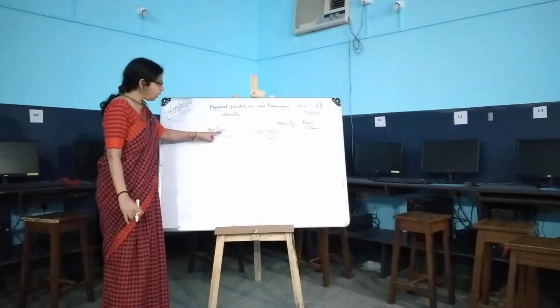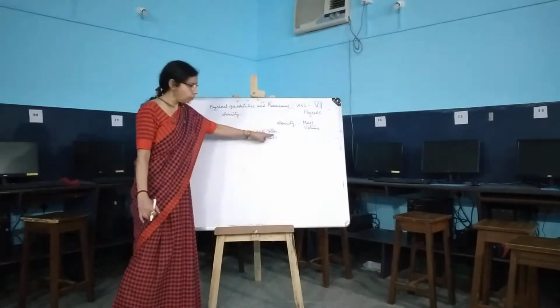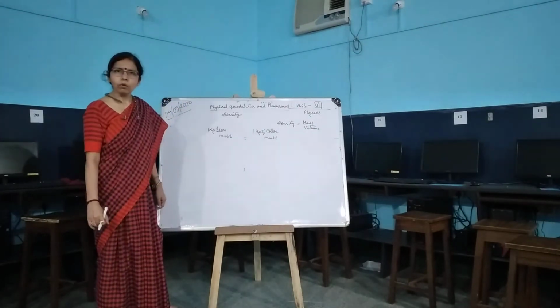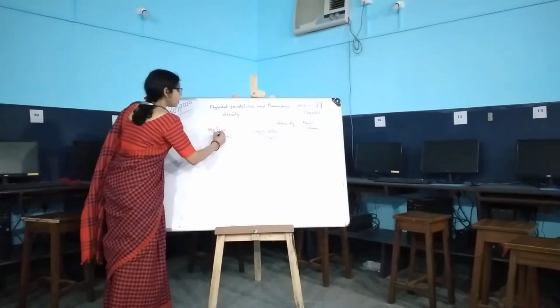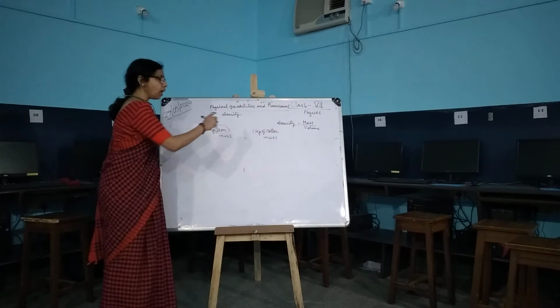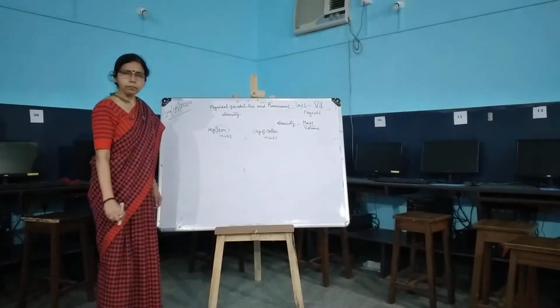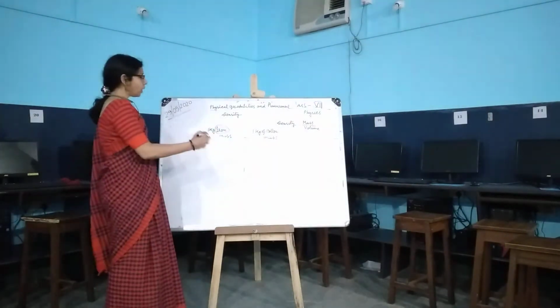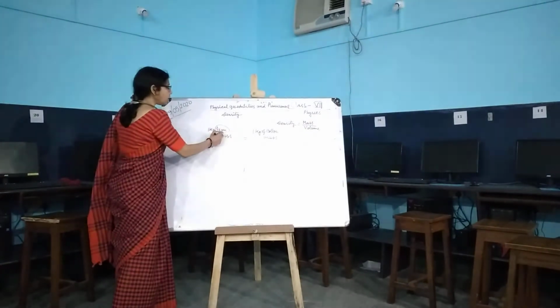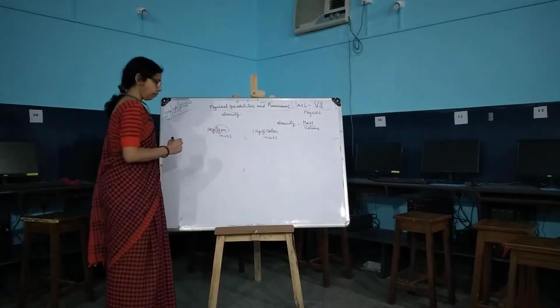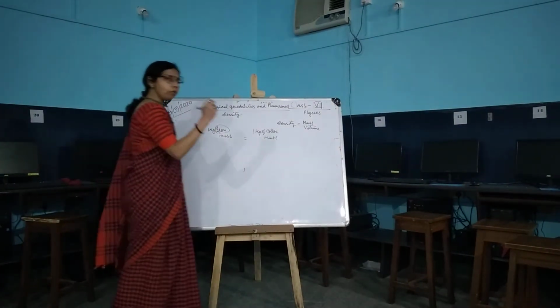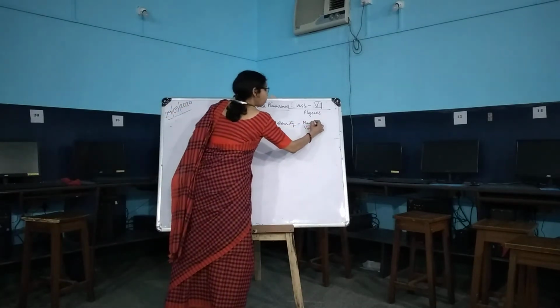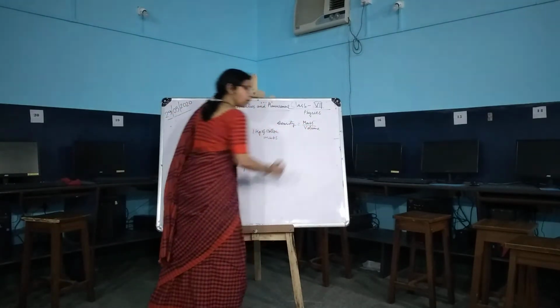If we compare the iron and cotton, whose density is more? Obviously, the density of iron is more than the cotton. So we can say that density depends on two factors. One is the mass, and another one is the volume.